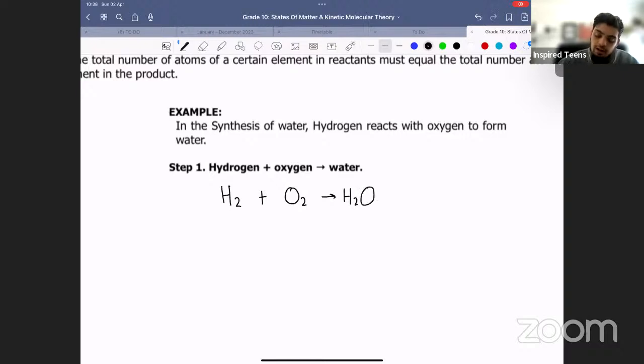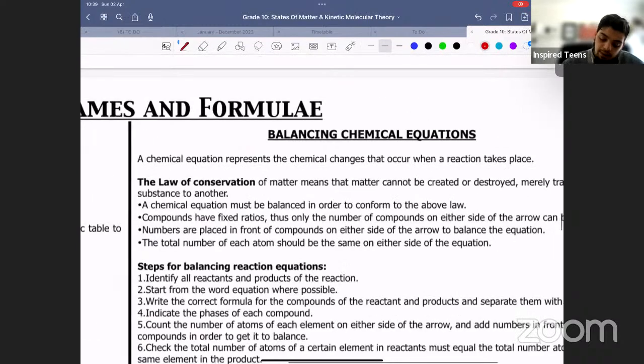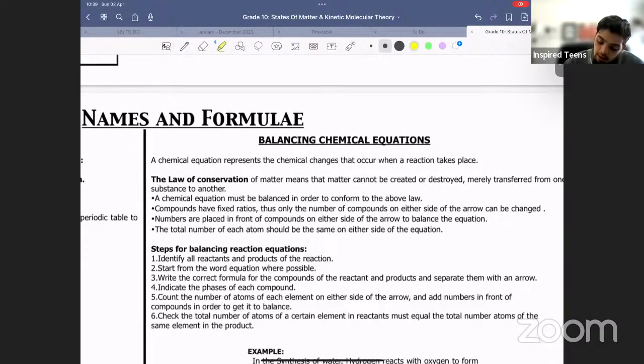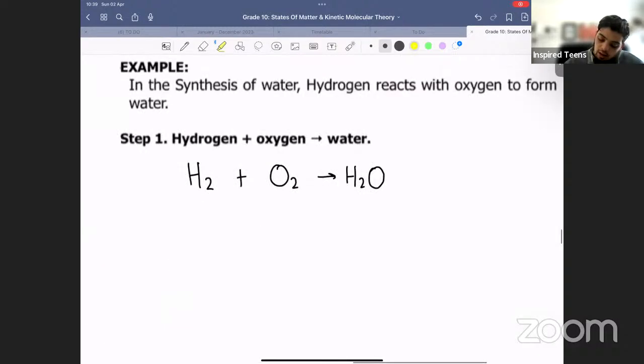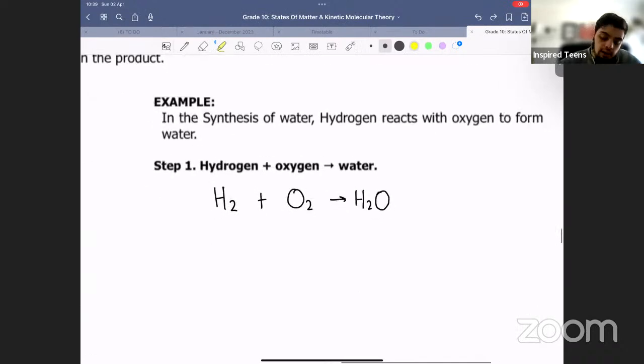Now, how do we know that this is not balanced? Firstly, how do we know that we need to balance it? Remember the law of conservation of matter means that matter cannot be created nor destroyed. So if you're going to use up H2 plus O2 to give you H2O, you're going to use up all of it to give you all of H2O. But yes, basically keep that in mind.